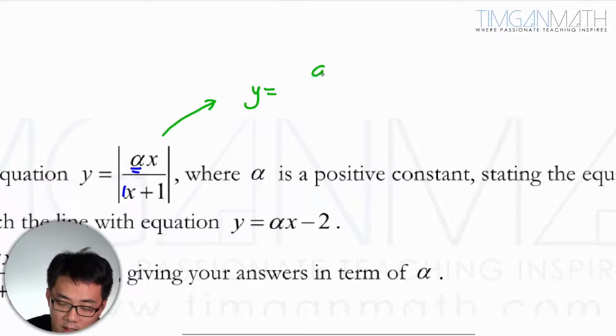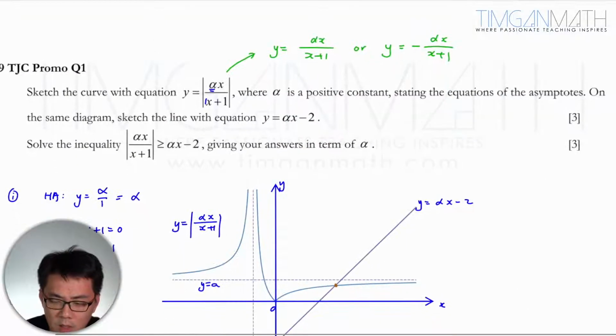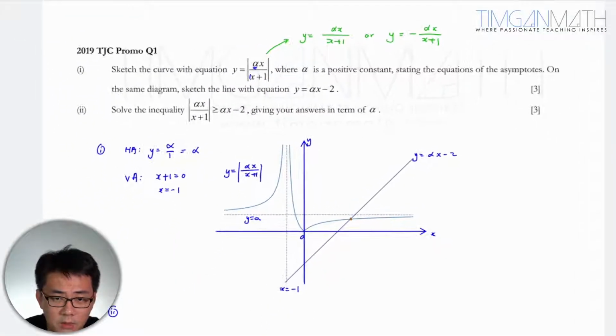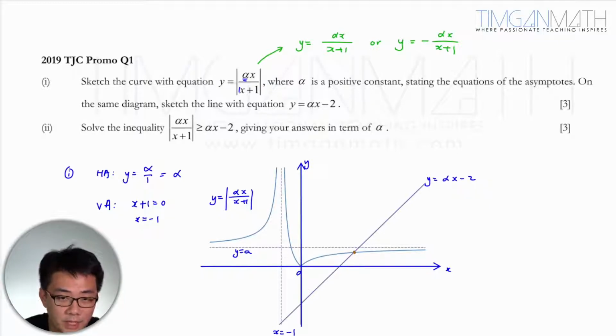One is when this is alpha x, so it's alpha x over x plus 1, or you can have the negative one. So it can be a positive one or the negative one. Okay? So what you need to do next is to decide which part of the graph is a positive one and which part of the graph is a negative one.